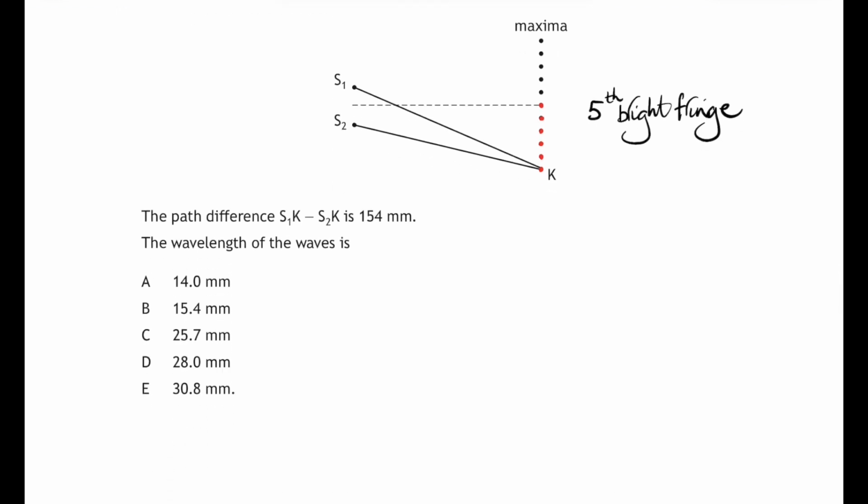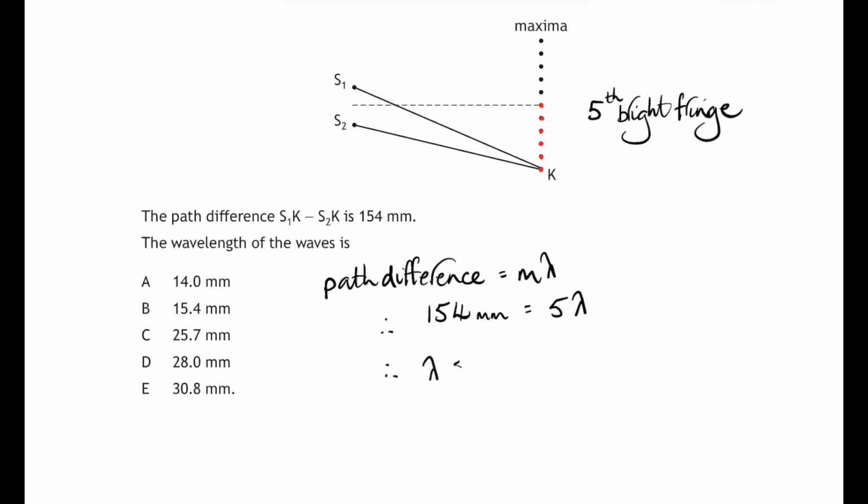From your relationship sheet, the path difference is equal to m lambda. Therefore, 154 millimeters will be equal to 5 wavelengths. So one wavelength will be 154 over 5. That's 30.8 millimeters, and that corresponds to answer E. That's 2 questions in a row on interference there.